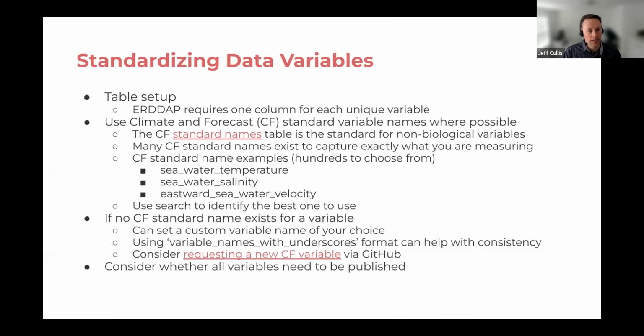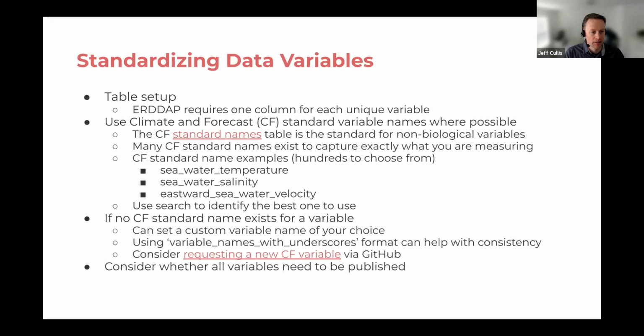So now we're looking at the variables themselves. The basics of getting it into ERDDAP requires that there's one column for each unique variable. We have seen cases where there's been one instrument, and then a variable column and a value column. So we actually had to pivot millions of rows in that situation. So we're trying to make sure that we essentially have one column per variable exactly. I think mostly that's the case, but we have seen counterexamples.